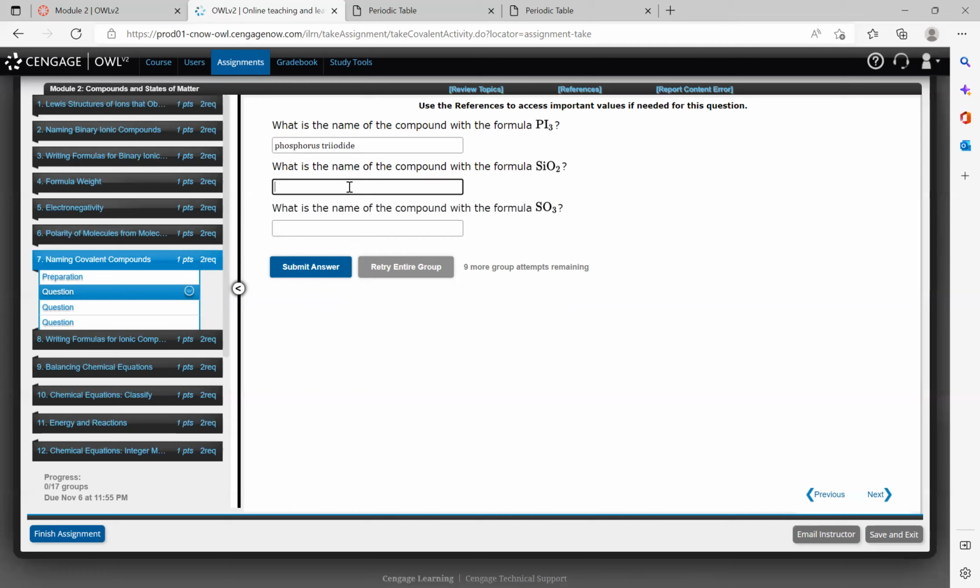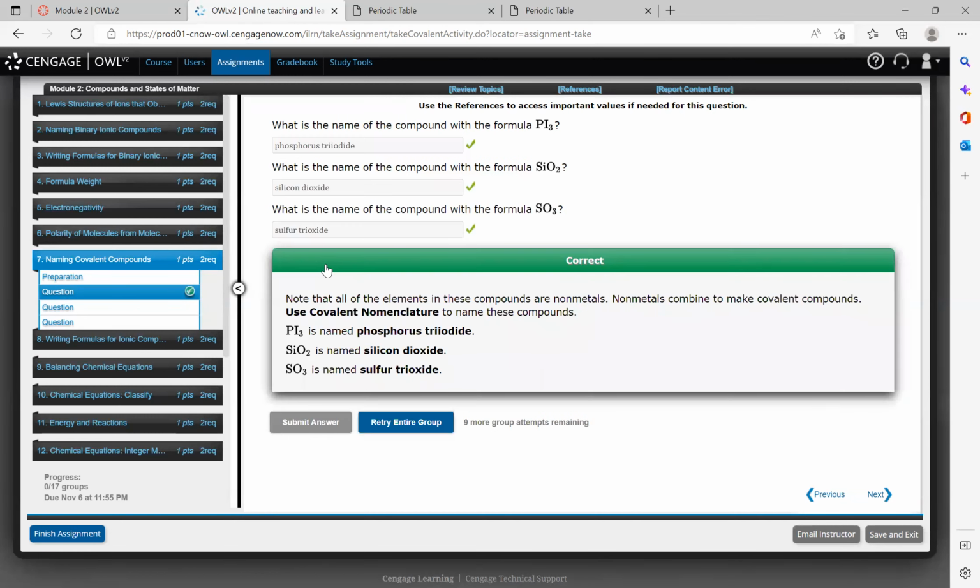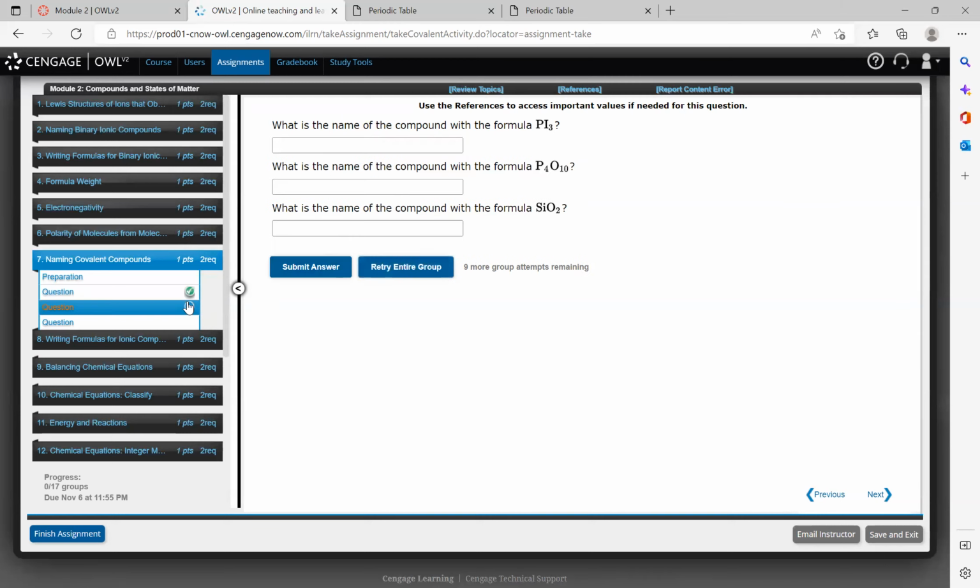Next, we have silicon dioxide. And then finally, we have sulfur trioxide. And so we write it in this sort of circumstance here. Let's do one more just to make sure we can practice this.